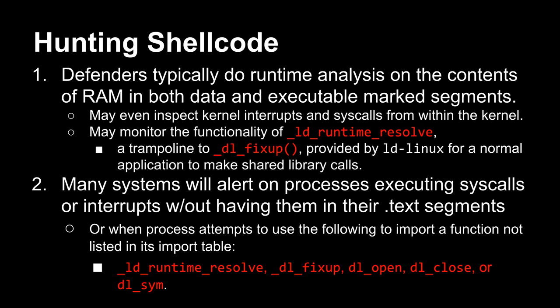shared library calls. Two, many systems will alert on any process that tries to execute system calls or interrupts if that process does not have such things in its .text segments, or when a process attempts to use the following to import a function that's not listed in its import table: LD runtime resolve, DL fixup, DL open, DL close, or DL sym. Defenders should look for instances of alerts in the logs for these occurrences. This should be one of the very first things you do when hunting shellcode.